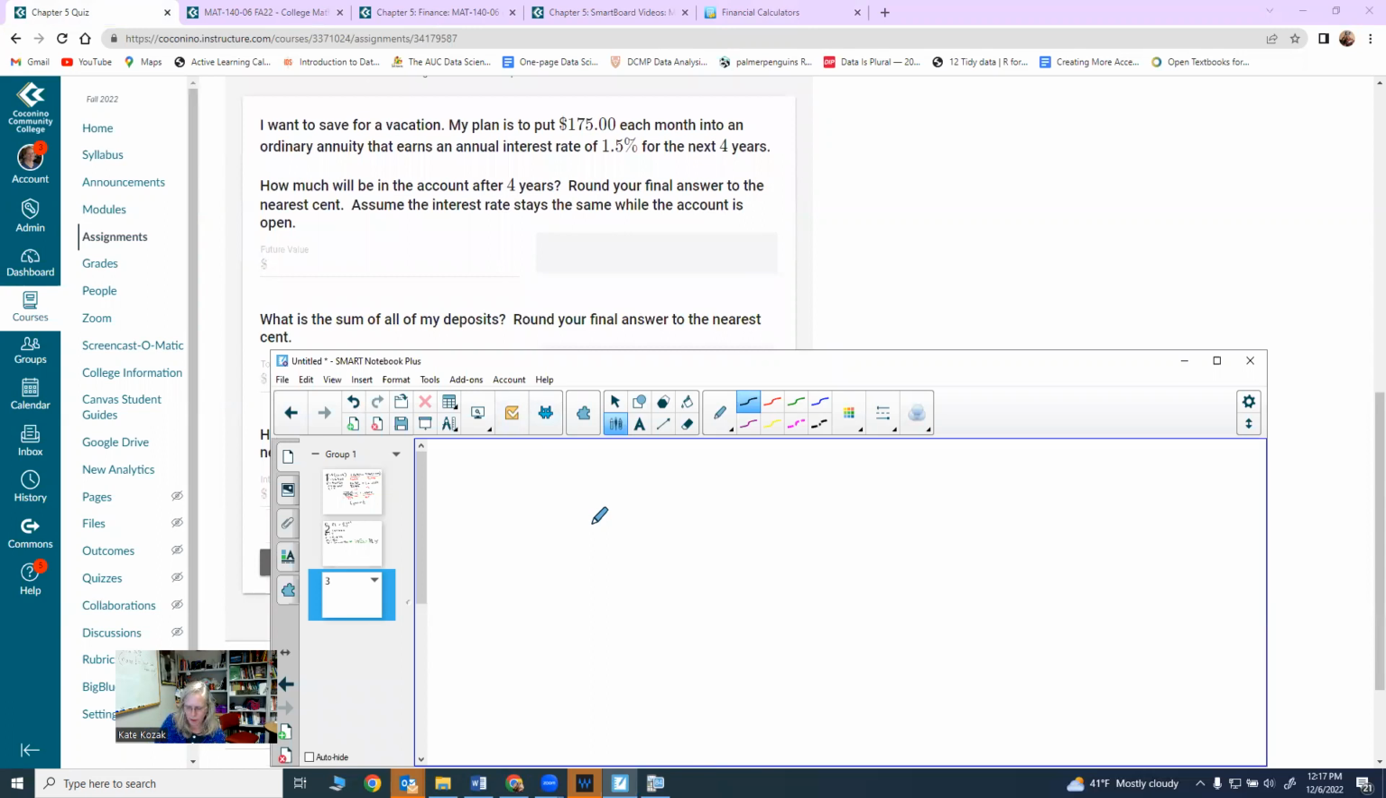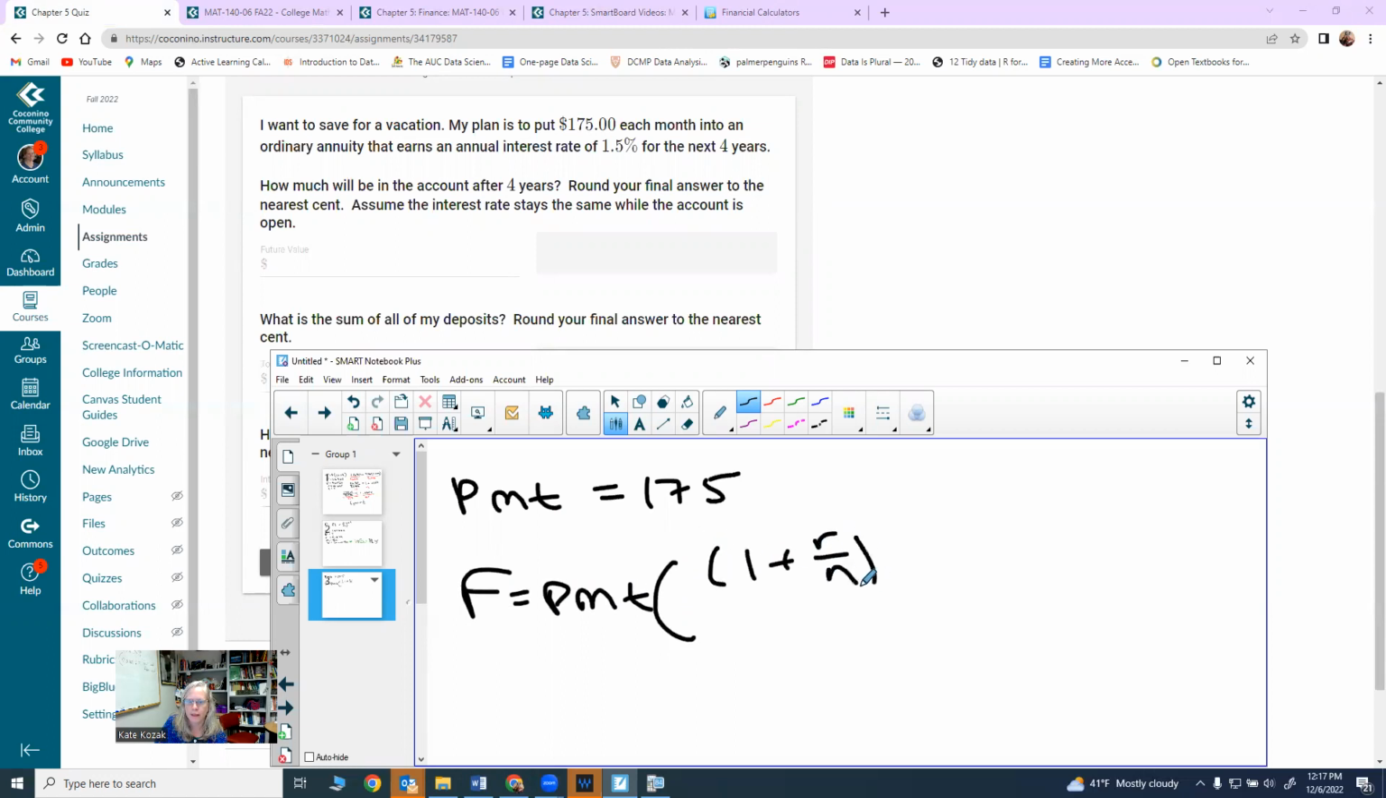So I happen to be talking about putting money away. So I'm making a payment to myself, but it still is a payment. 175. I have an ordinary annuity, so I probably should go look for the formula for the ordinary annuity. It is F is equal to payment times (1 plus R over N) to the NT minus 1, all over R over N.